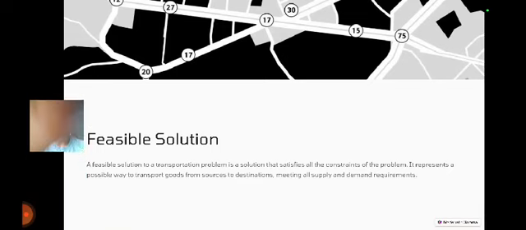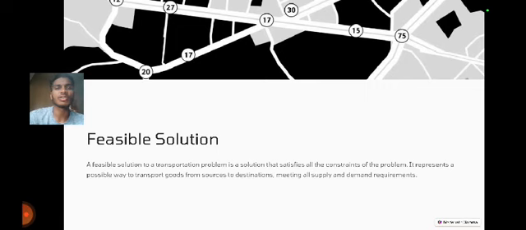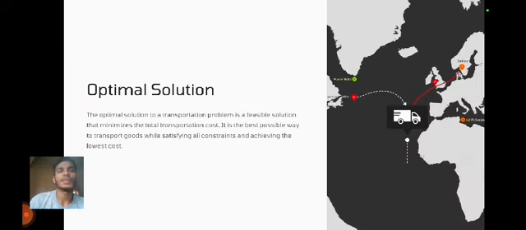Feasible solution: a feasible solution to a transportation problem is a solution that satisfies all the constraints of the problem. It represents a possible way to transport goods from sources to destinations meeting all supply and demand requirements. Optimal solution: the optimal solution to a transportation problem is a feasible solution that minimizes the total transportation cost. It is the best possible way to transport goods while satisfying all constraints and achieving the lowest cost.